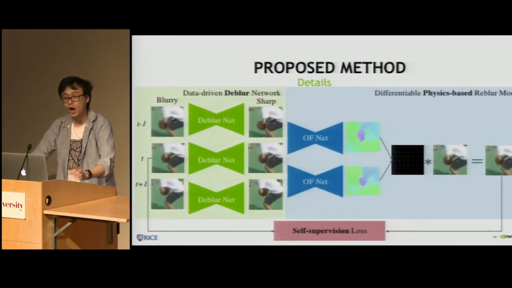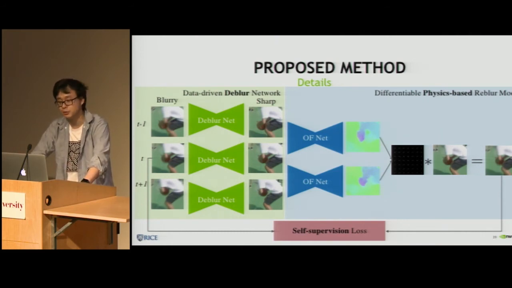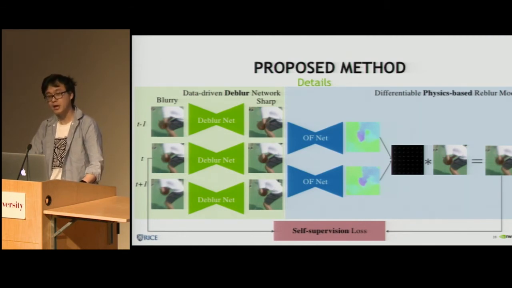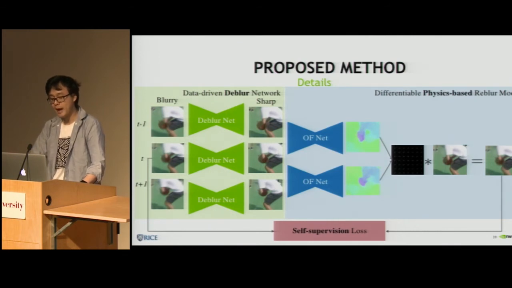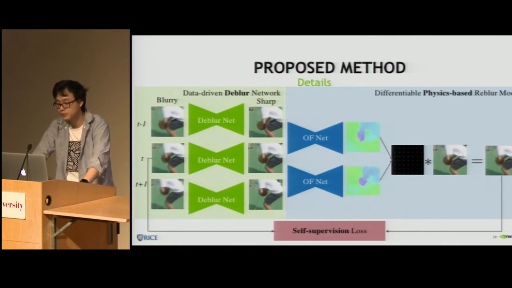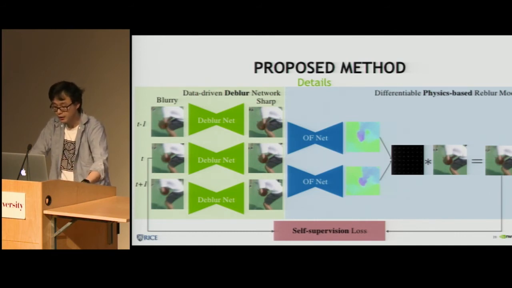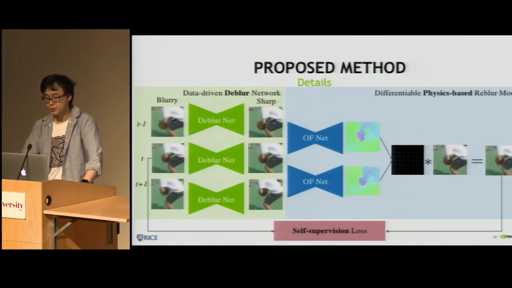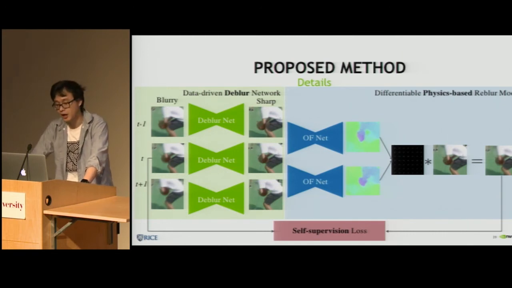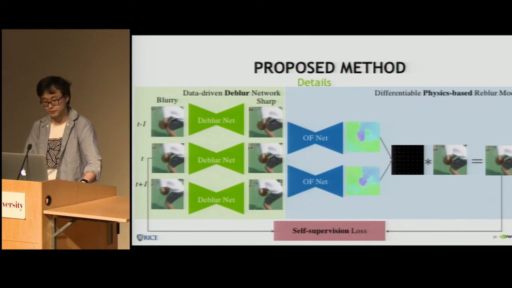So putting all the pieces together, we now have the complete picture of our proposed reblur-to-deblur framework, where at the front end you have a data-driven deblur network. Outputs from this network will be passed down to the physics-based reblur model. And the reblurred image will then be compared against the original blurry image to generate the self-supervised loss. And finally, fine-tuning of the deblurring network is done by back-propagating this loss to update the network.